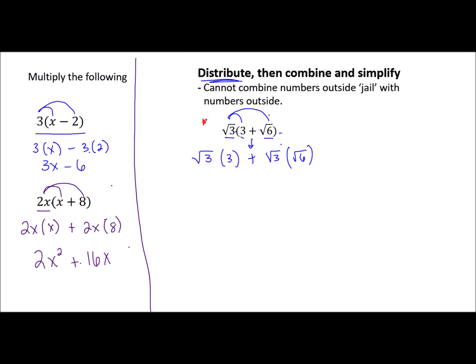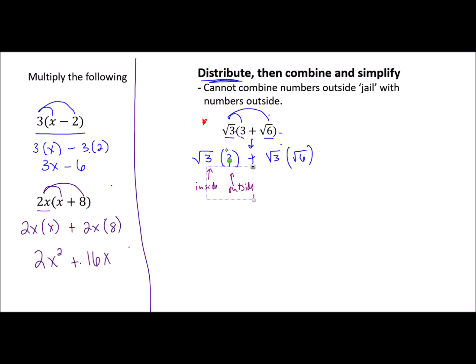It's always going to happen. Just ignore me. Okay, square root of 3 times 3. This guy is inside jail. This guy is outside jail. Can you combine anybody inside with anybody outside? No. So you cannot combine those guys together. You would have to leave them separate.